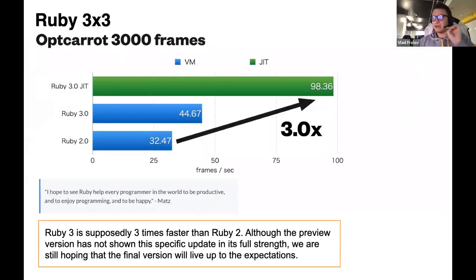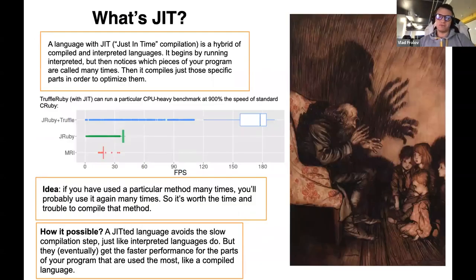In Ruby 3, if we look at Optcarrot frames, we will see that it became 3 times faster than it was. That's why Ruby 3 is called 3x3, because it's considered to be 3 times faster than it was previously. But we'll see whether that is true or not. Let's start from the main topic.